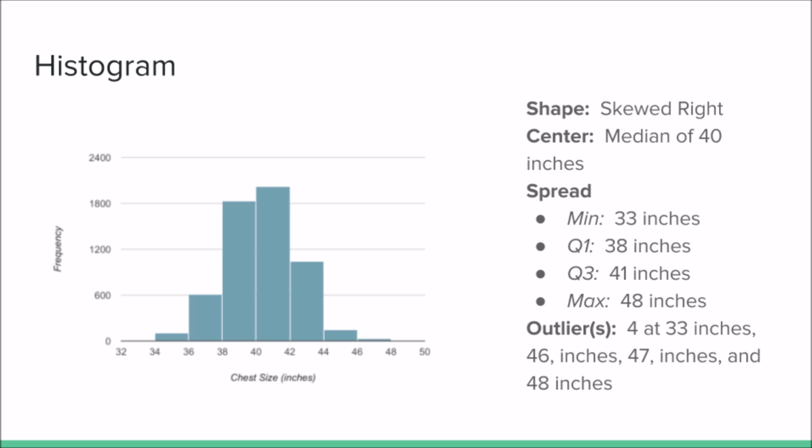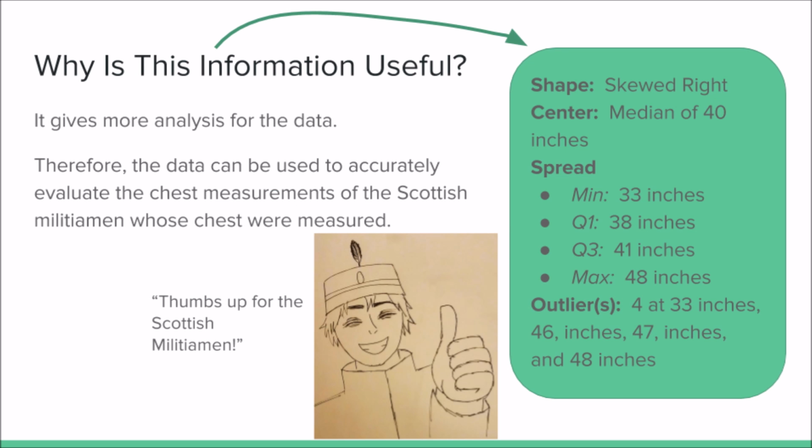The histogram of the chest measurements in inches, as shown, is skewed to the right, and it's pretty far skewed to the right. The median is 40 inches. The 5-number summary of the distribution of Scottish militiamen's chest measurements is a minimum of 33 inches, a quartile 1 of 38 inches, a quartile 3 of 41, and a maximum of 48 inches. The data includes 4 outliers at 33, 46, 47, and 48 inches respectively.